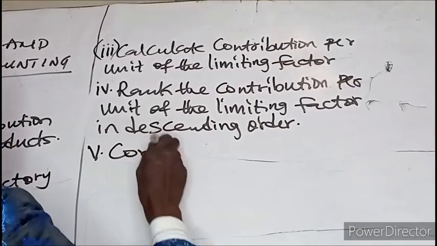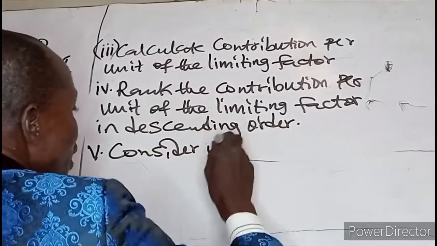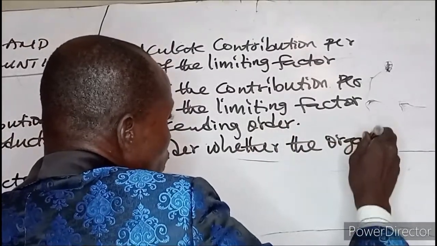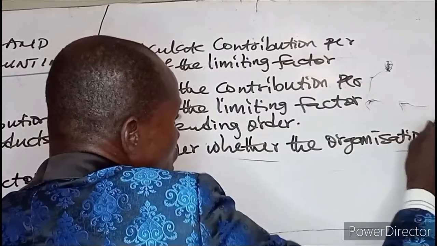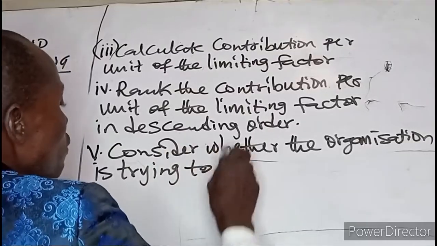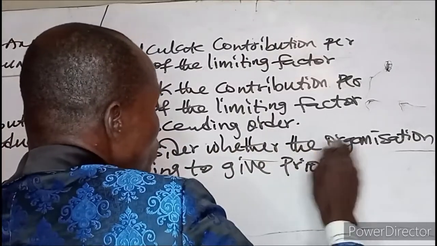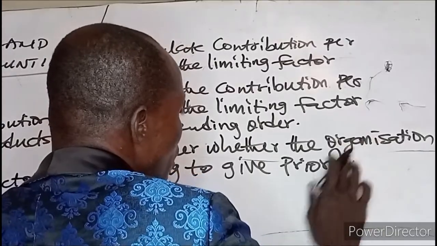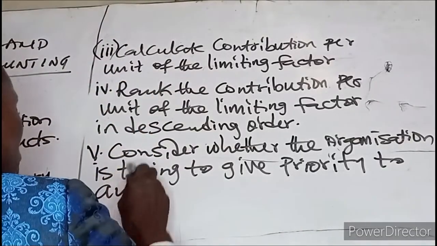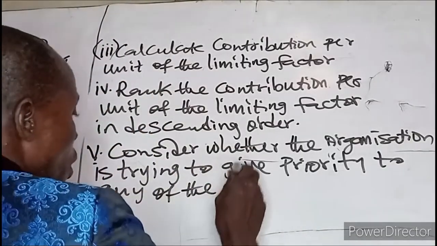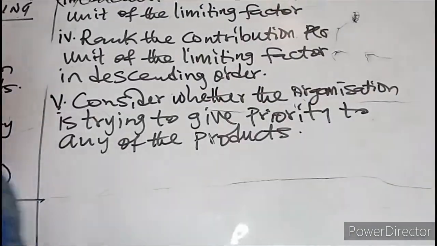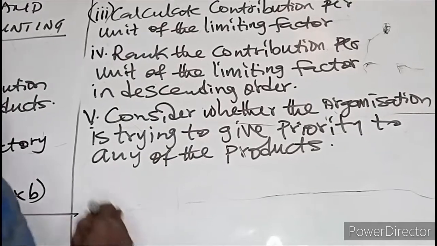Step 5, consider whether the organization is trying to give priority, preferential treatment, to any of the products, and this has to be considered in your calculation.